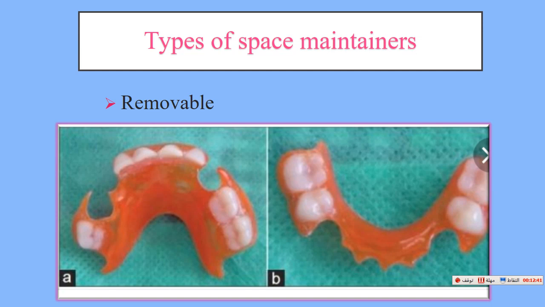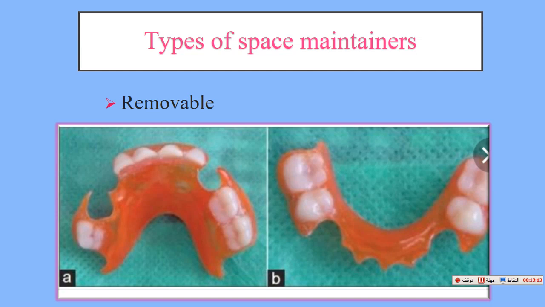Disadvantage: may be lost, may be broken by the patient, need the cooperation of the patient, may irritate the soft tissue. The indication of the removable space maintainer: especially used if there is bilateral loss of the primary teeth. If there is bilateral loss, that is one of the indications to use a space maintainer. And also if there is premature loss of the anterior teeth, deciduous anterior teeth, to maintain aesthetic and function.